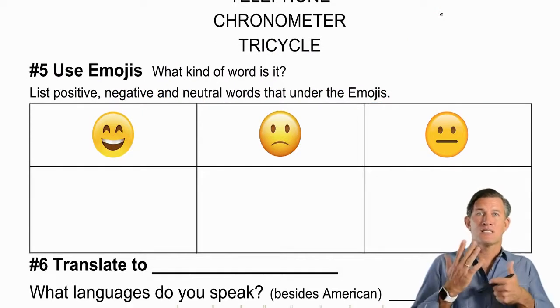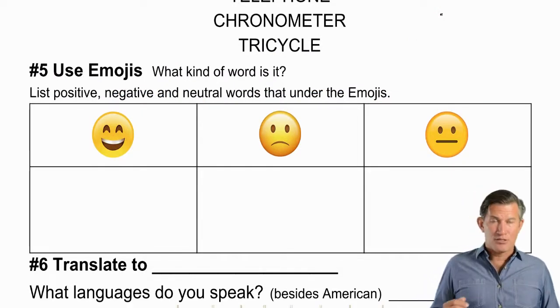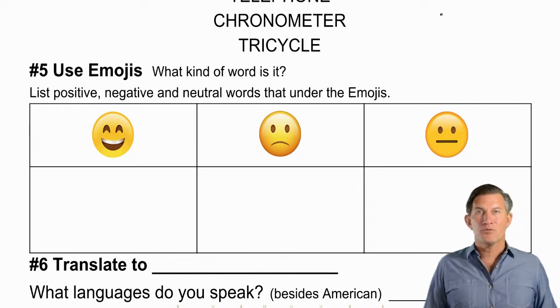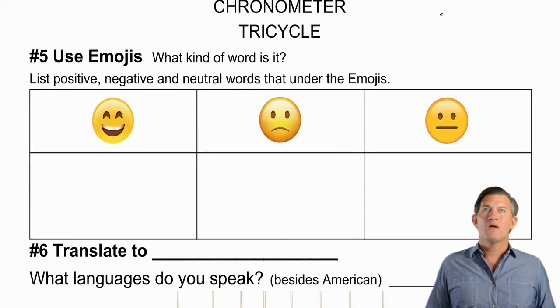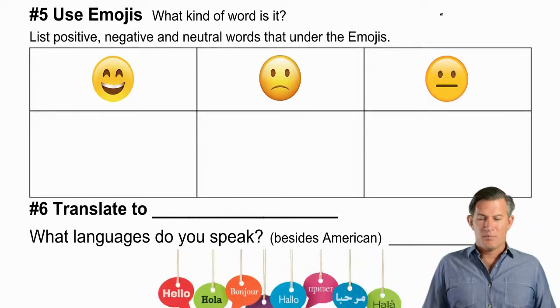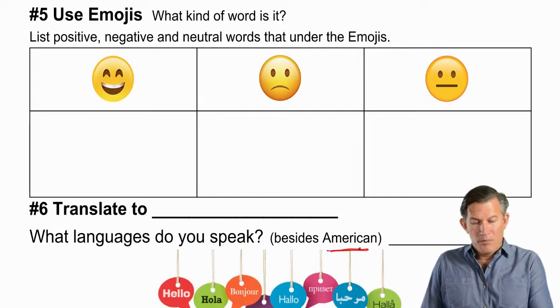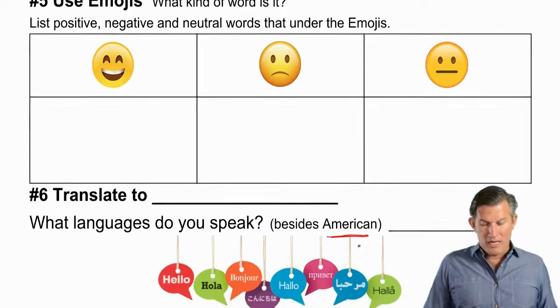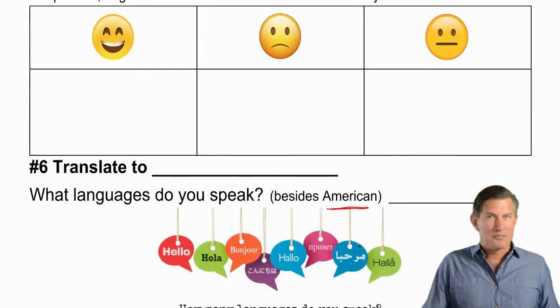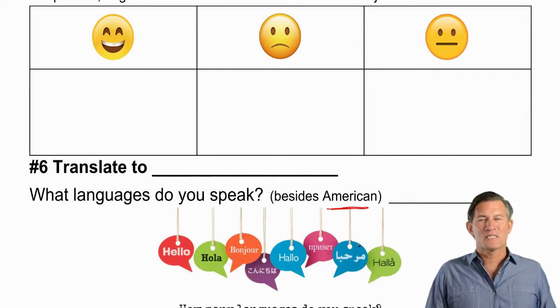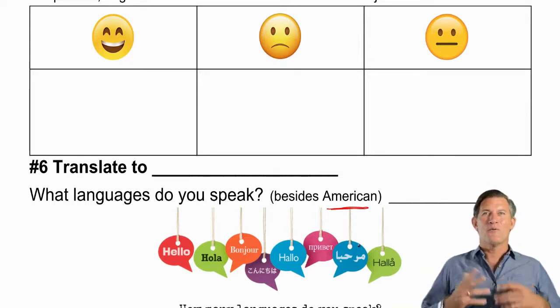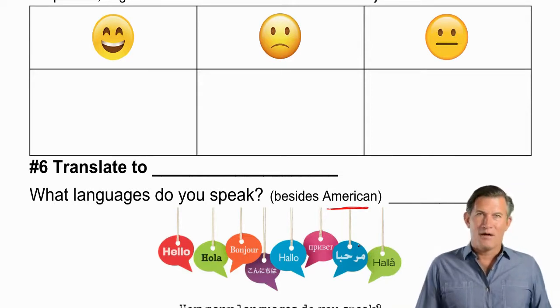So, strategy number 6. Strategy number 6 lets you translate. Now, everyone can't use this strategy because everyone doesn't know more than one language, okay? Many people, besides speaking American, many people speak other languages, and that's such an advantage because you're more interesting. You can travel, you can do business, you can communicate with a wider base of people.